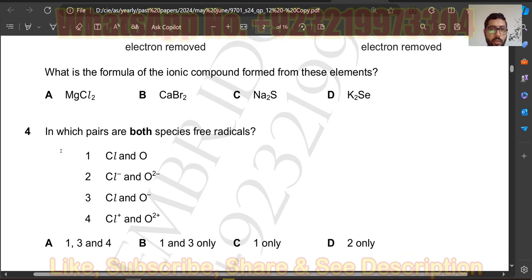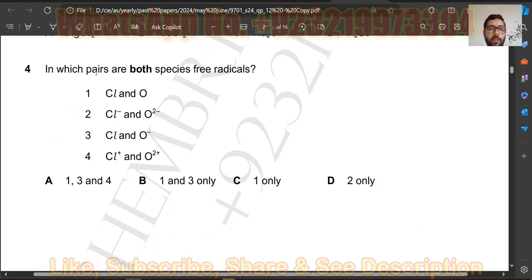Question number 4. So question number 4 says, in which pairs are both species free radicals? Okay, we have to find out which of these species are considered as the free radicals. Now for this purpose, it means we need to construct the dot and cross or simply the dots diagrams, the electron dot diagrams of all of these species. So I have done the working and I'm going to show you the real pictures of all the diagrams.